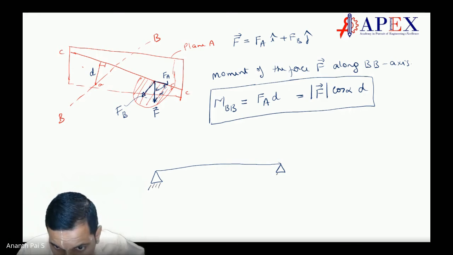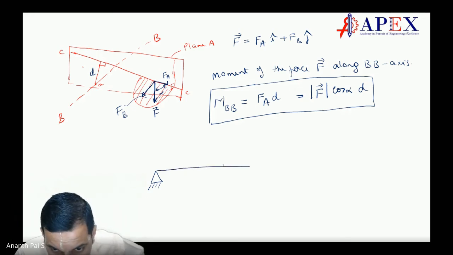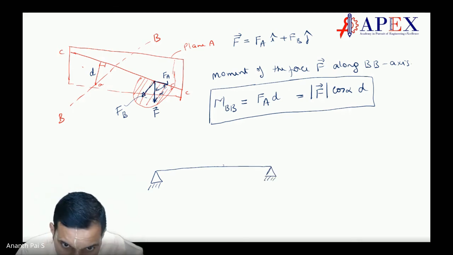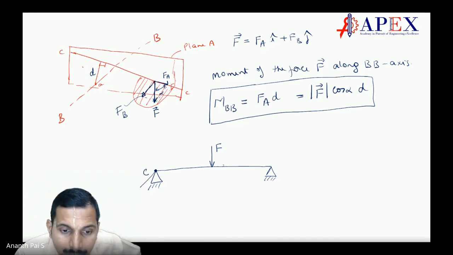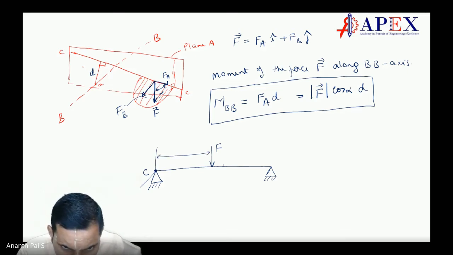a simply supported beam. It's considered to be horizontal, students, although I have not drawn it horizontal. Let me do it horizontal. If I have a simply supported beam, and in this simply supported beam, let us have a force F. Now, if I want to find out the moment about this point C, what will I do? I will take the distance D from the force, and I will say F into D, correct?